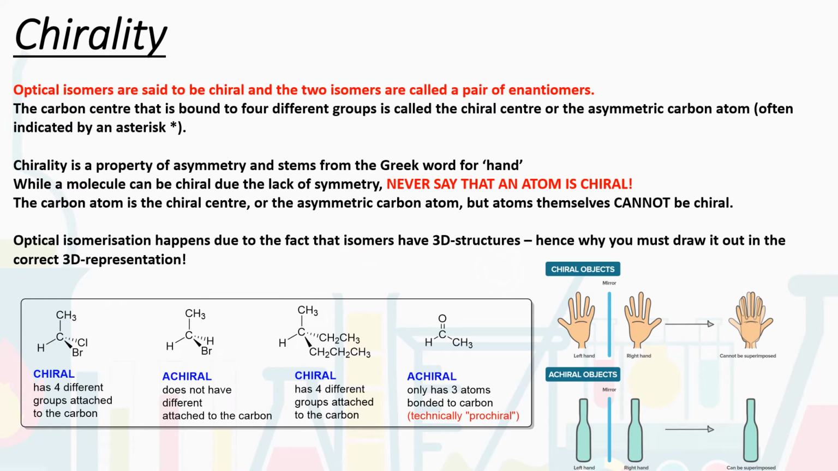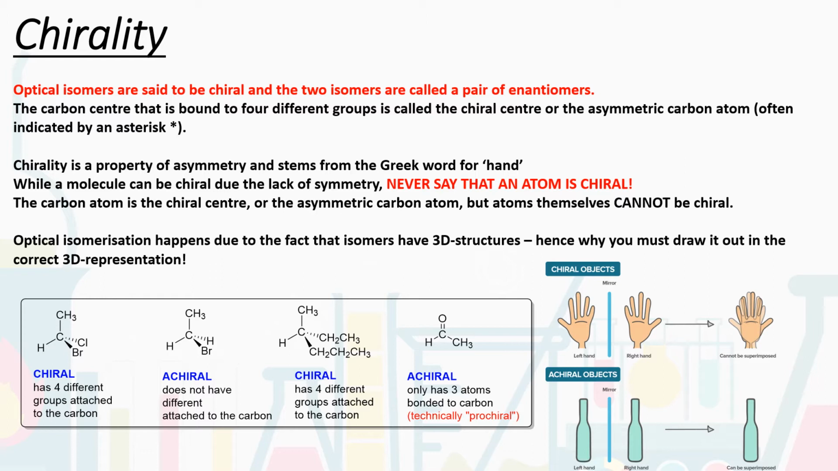And so this then brings us on to something called chirality. The optical isomers are said to be chiral, and we call the two isomers a pair of enantiomers. So enantiomers are a pair of optical isomers. So when we had the D-alanine and the L-alanine on the previous slide, we could say that those are enantiomers of each other. They are optical isomers, and they are chiral. So the carbon center that is bonded to four different groups is called the chiral center, or sometimes the asymmetric carbon atom. And quite often you'll see this indicated with a little asterisk.